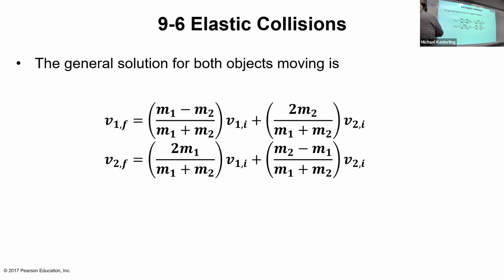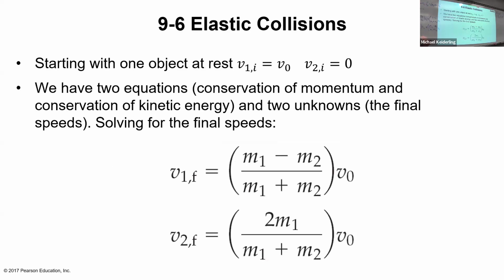2 minus 1 or 1 plus 2. You just actually do a switch where you switch all ones to twos, and that gives you the second set of terms. So that's the general solution. But again, all the problems we will have, we'll use this simpler version where only one object is moving initially.